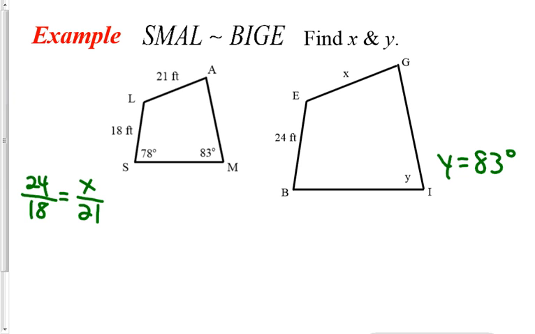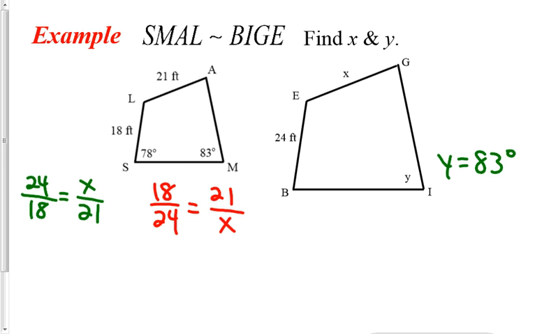So another proportion could be 18 over 24 equals 21 over X. Very similar to our first proportion, right? Matching up the corresponding sides in each ratio. But here, in our second proportion, we've taken the left quadrilateral and put it on top, as opposed to on the bottom. And we've taken the right quadrilateral and put it on the bottom instead of on the top.